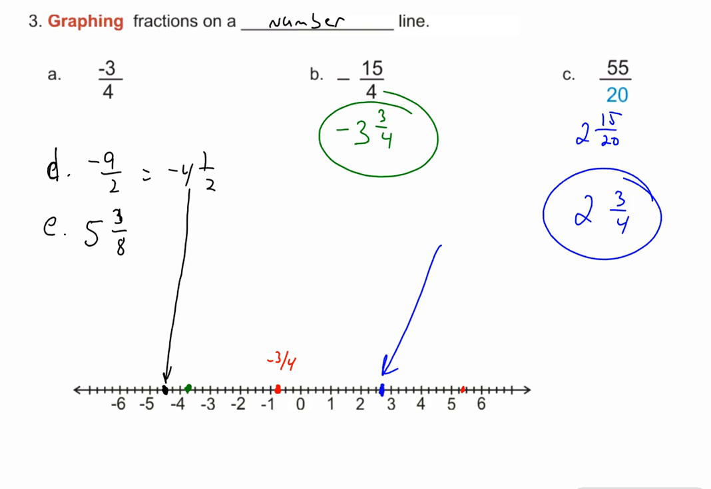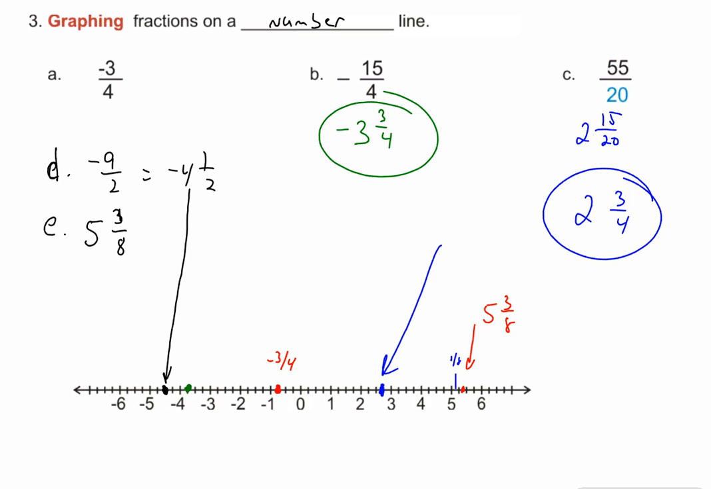This is indeed 5 3/8. Look, if the marks are a quarter, everybody pay attention. If the marks are a quarter, then half of a quarter is an eighth. 2 quarters is a fourth. Then between these two is 3/8, 4/8. Between these 5/8, 6/8. That makes sense.